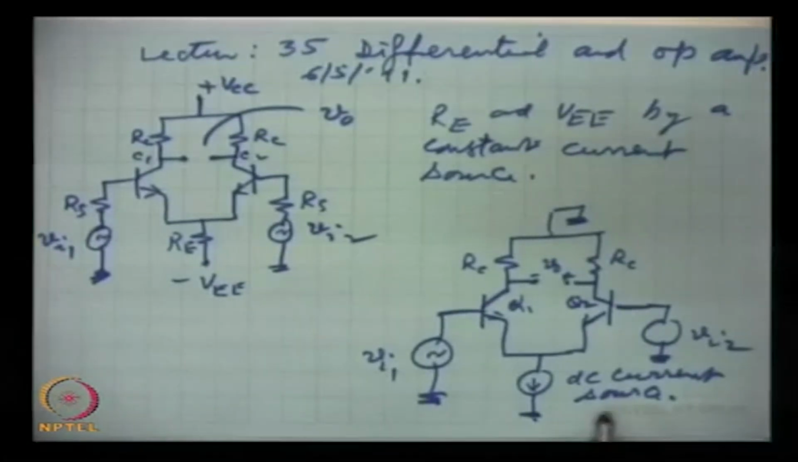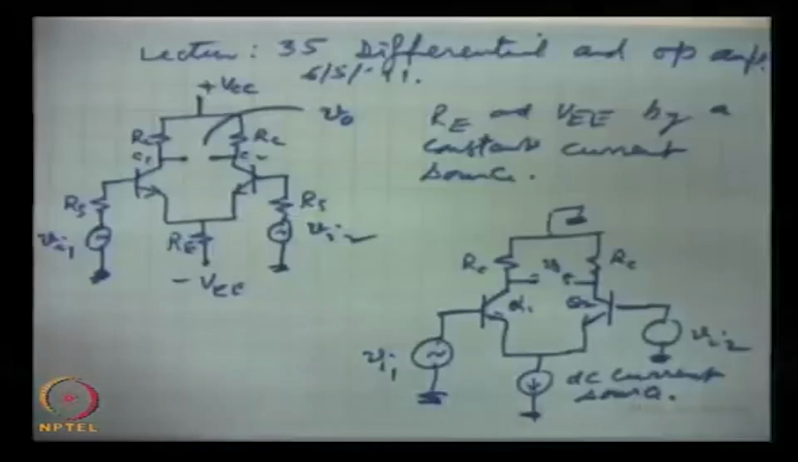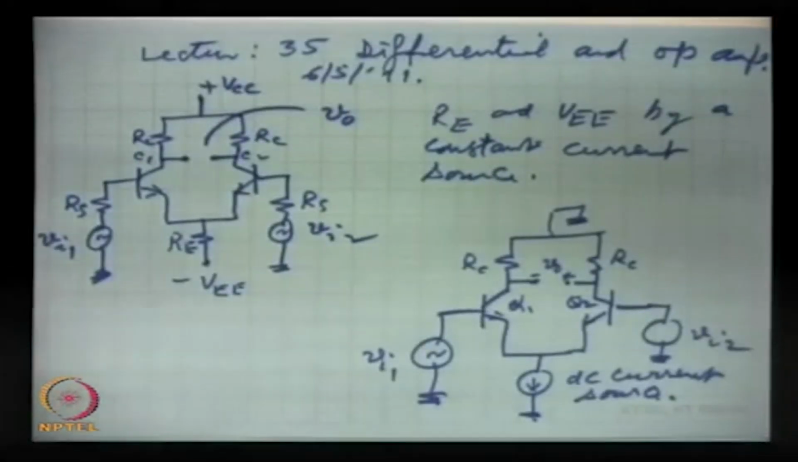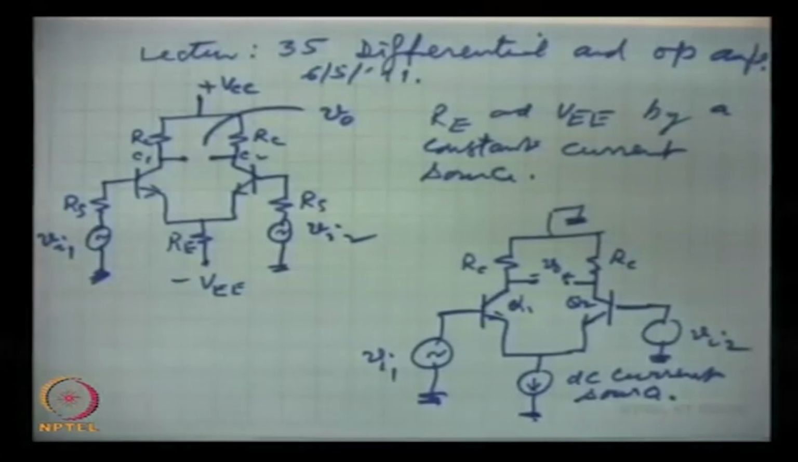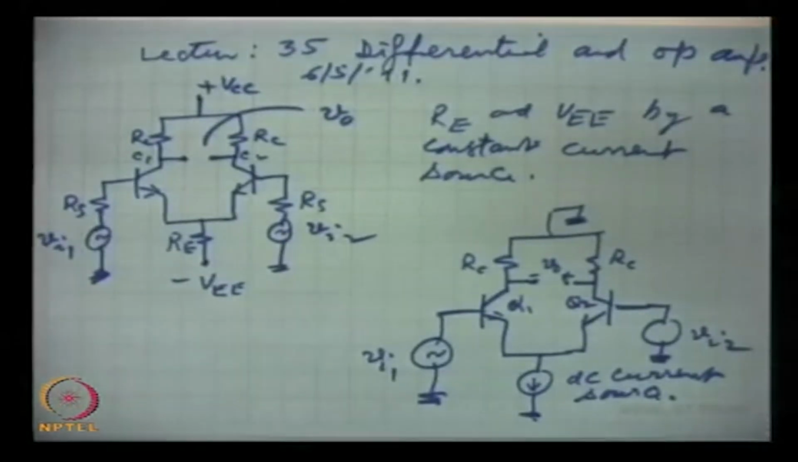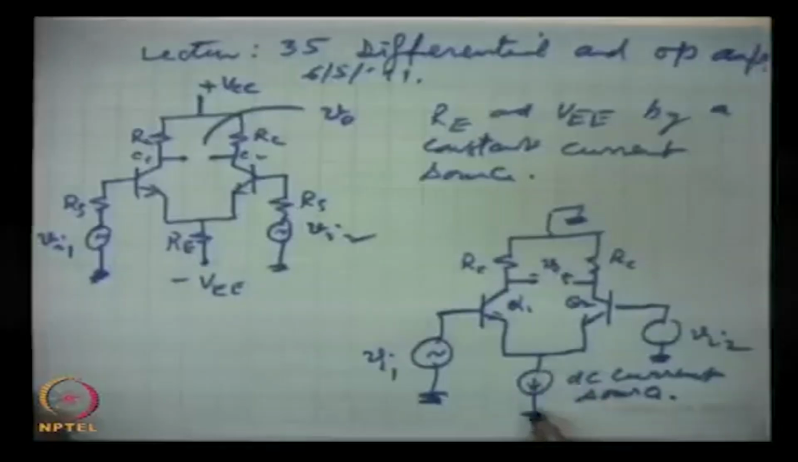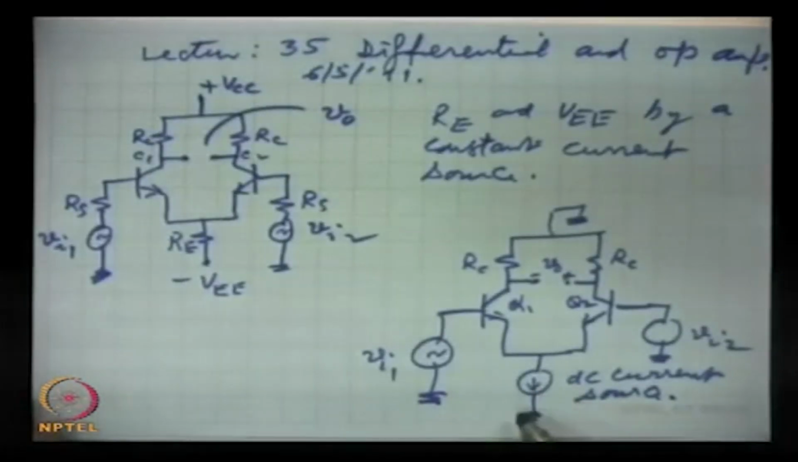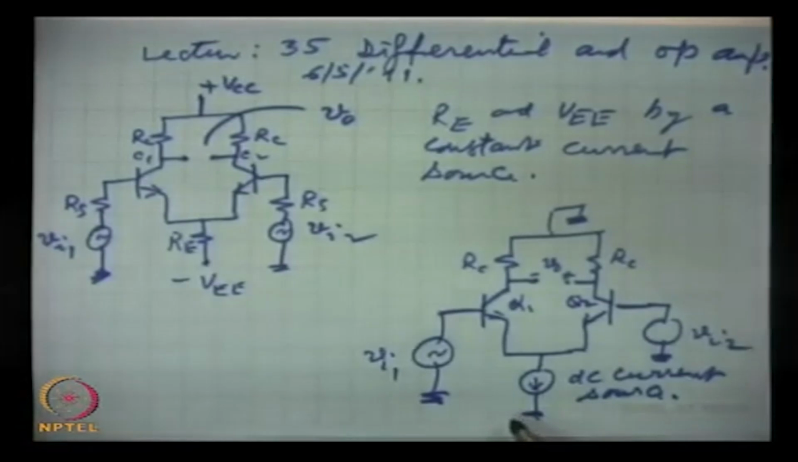Now, I said that DC current sources have to be grounded. I'm sorry, DC voltage sources have to be grounded, and DC current sources are open for AC. That means they pose a very high resistance, and ideally we take infinity. That means no AC will pass through this path. This we have to remember.